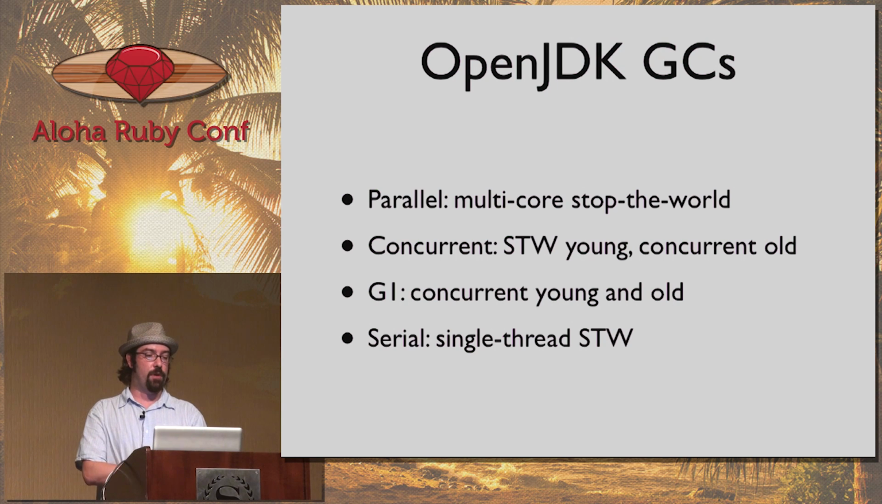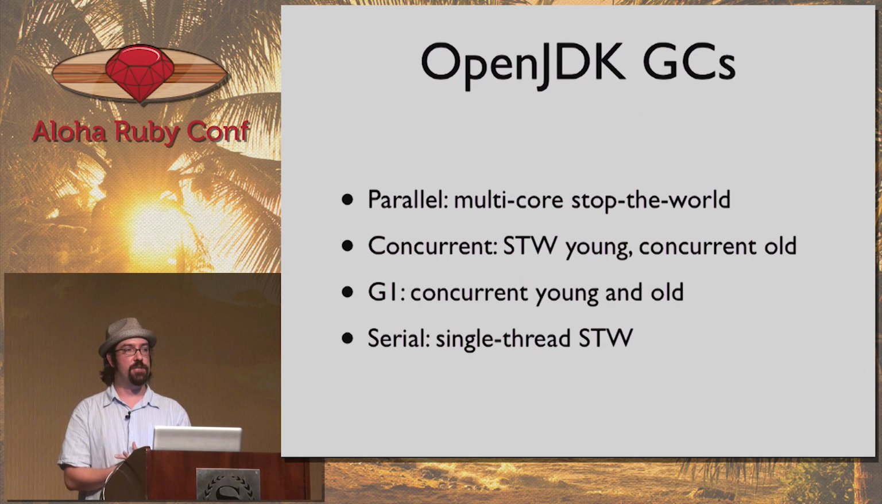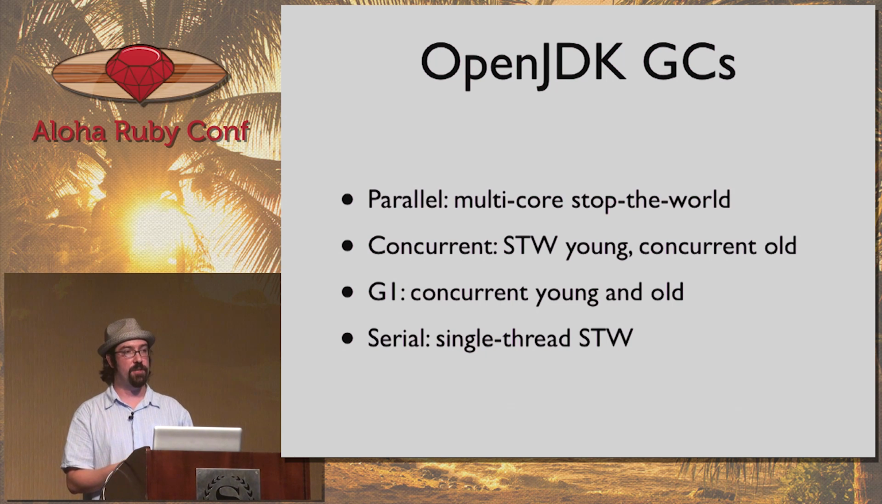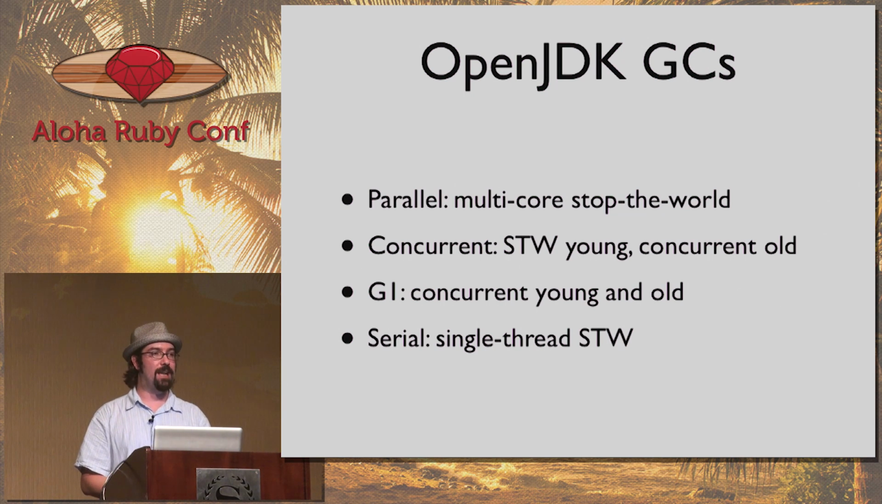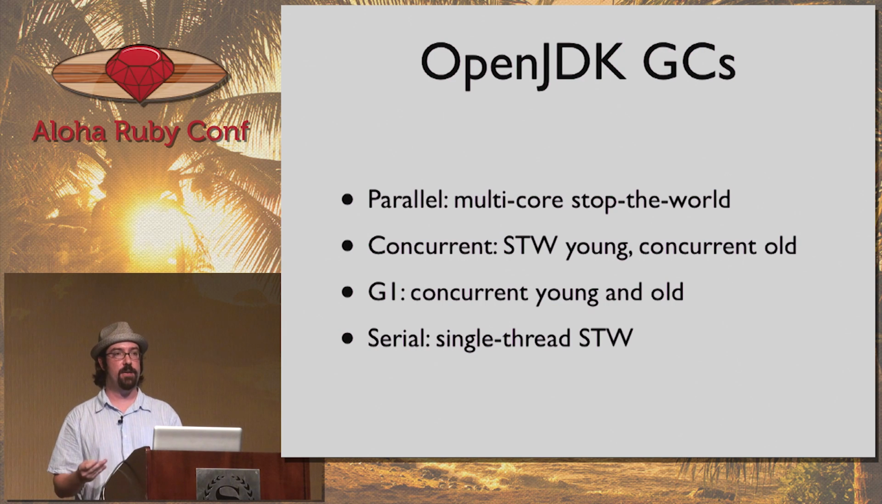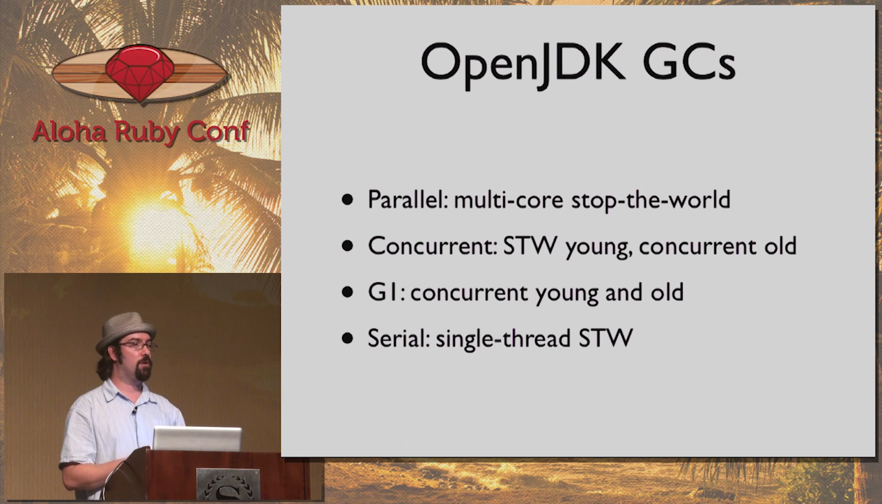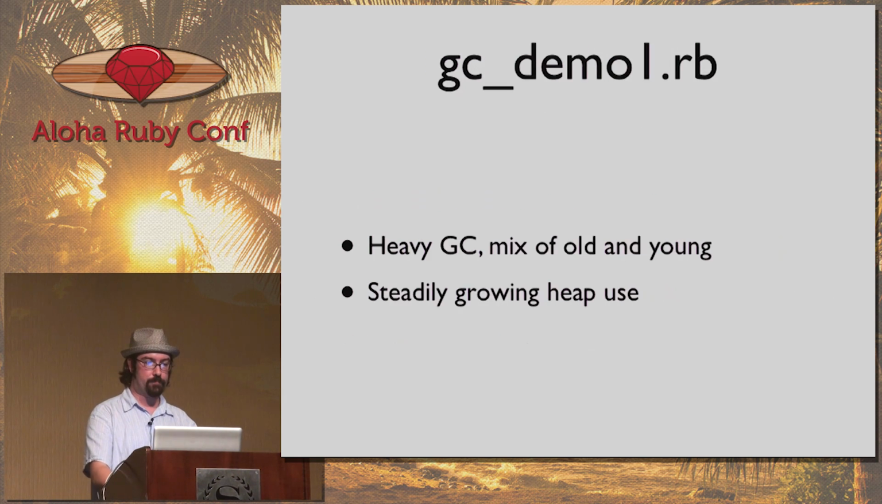The default is usually to run with the parallel collector, which does stop the world. The application does stop, but it uses as many cores as you have in your system to do that collection as fast as possible. The concurrent collector tries to avoid pausing the application as much as possible and runs concurrently to the application itself. G1 is intended to replace the concurrent collector, and it allows all generations, all different objects, to be collected concurrently up to some certain limit. And then there's a serial collector that has very fast throughput, but it stops the world for every collection that goes on.